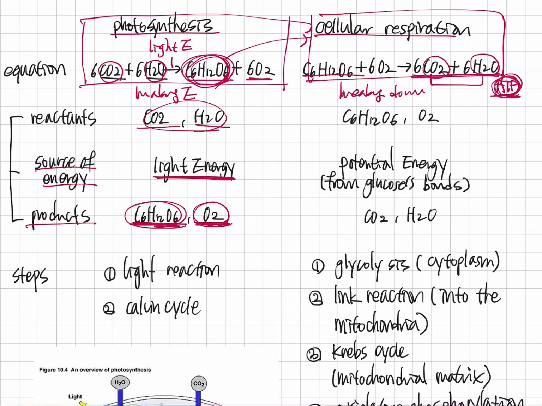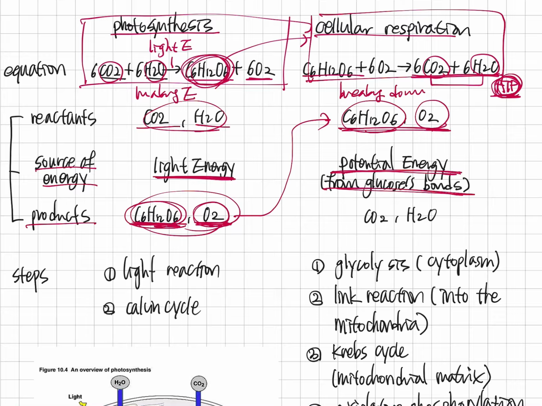For cellular respiration, we take the products of photosynthesis, glucose and oxygen. We then break it down, and in the process, the potential energy from the glucose bonds is emitted, and that is what makes the ATPs. And the products are CO2 and H2O. These are the byproducts.